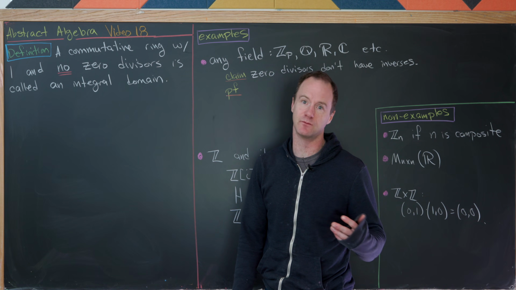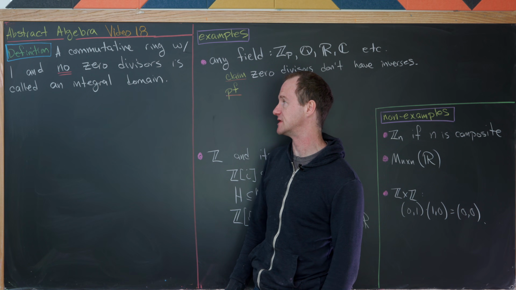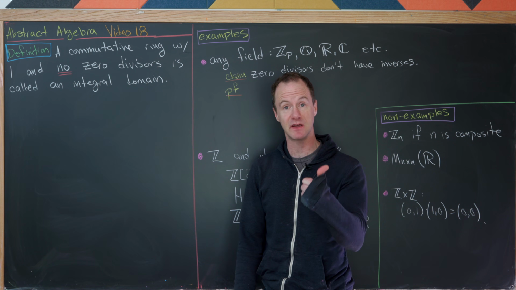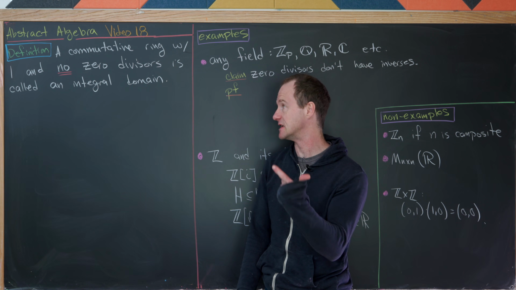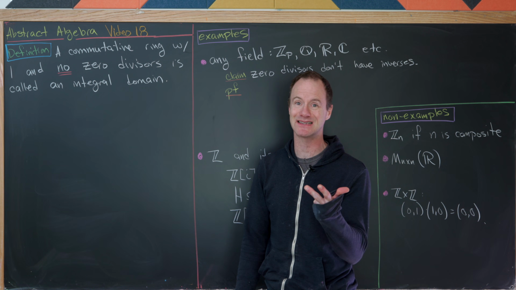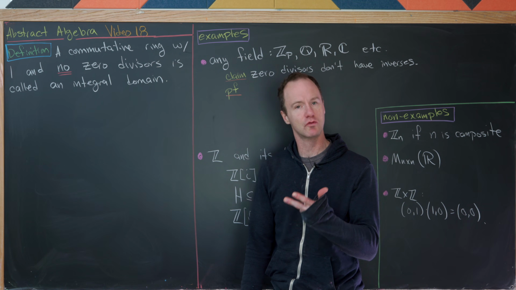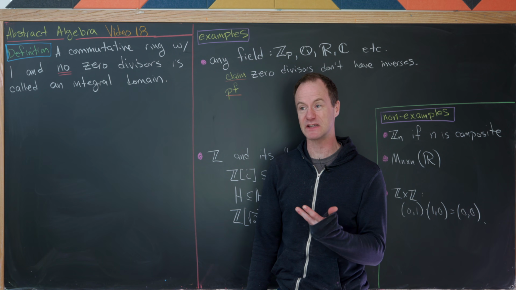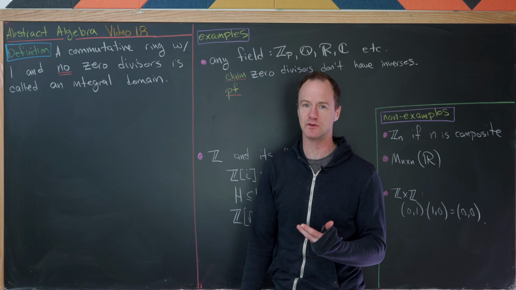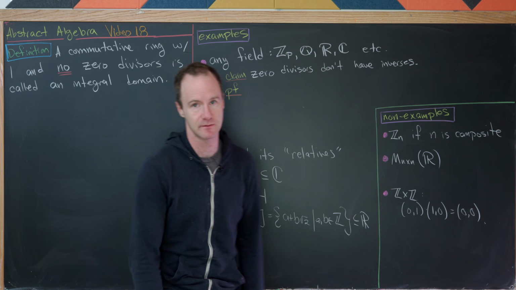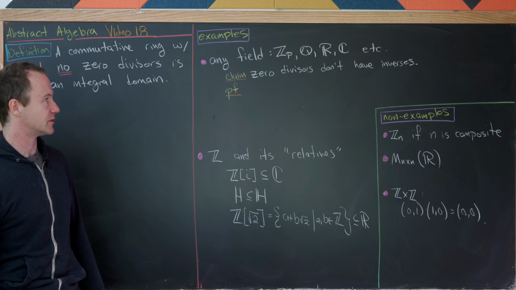That means the ring has to have a couple of properties to be an integral domain. It must be commutative, it must have identity, and it must not contain zero divisors. Recall we defined what those were in the last video, although during our examples we'll revisit that definition. So let's look at some examples.